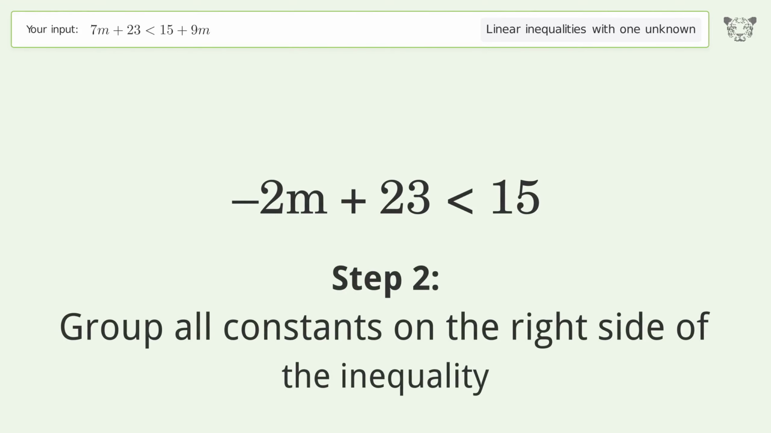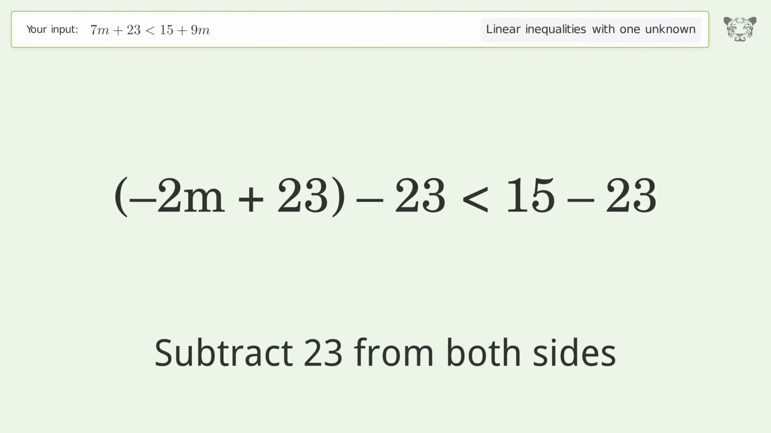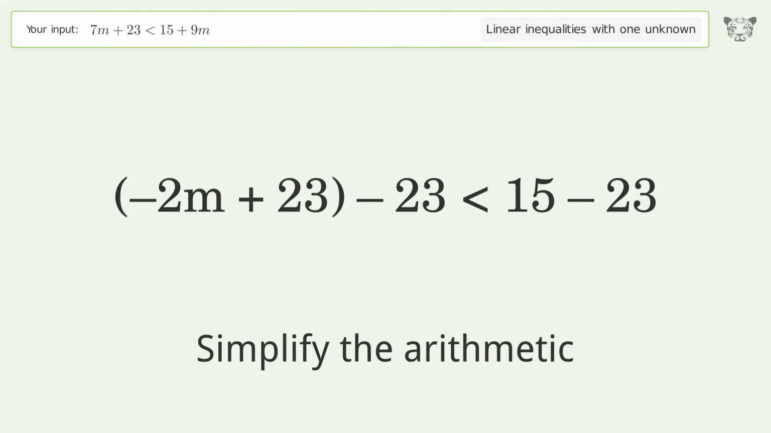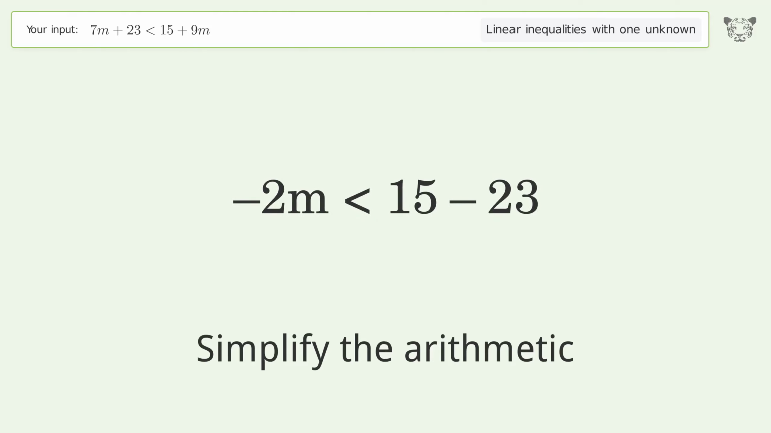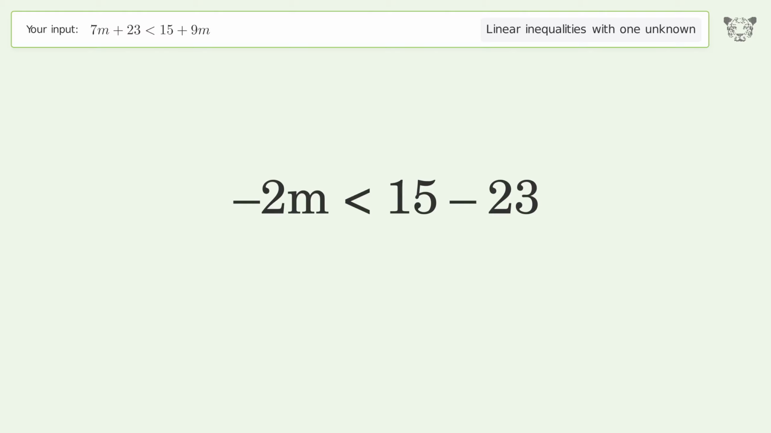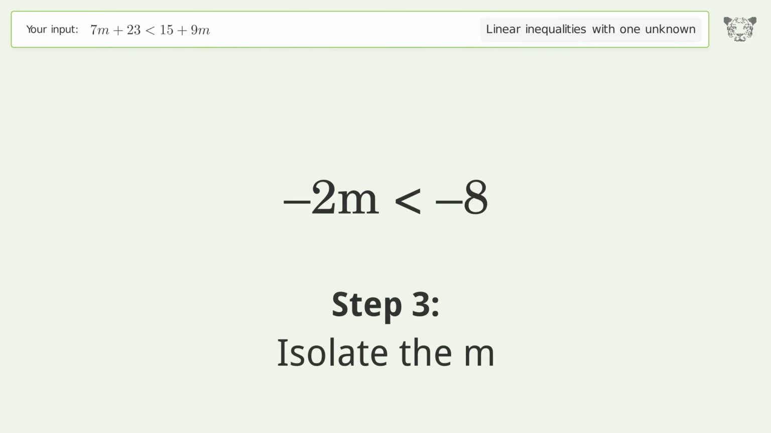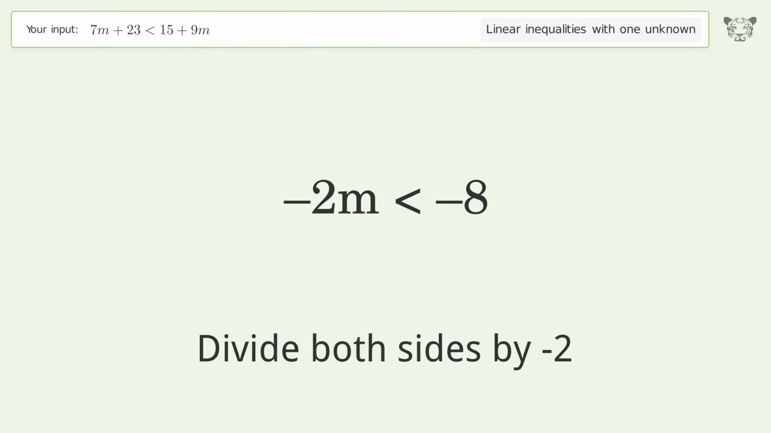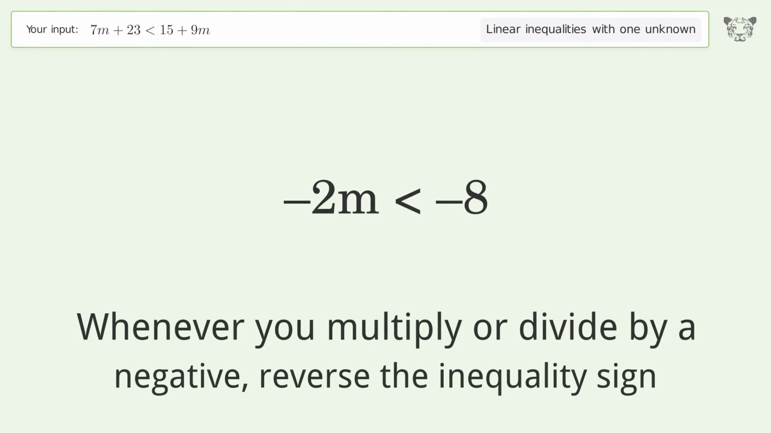Group all constants on the right side of the inequality. Subtract 23 from both sides. Simplify the arithmetic. Isolate the m. Divide both sides by -2. Whenever you multiply or divide by a negative, reverse the inequality sign.